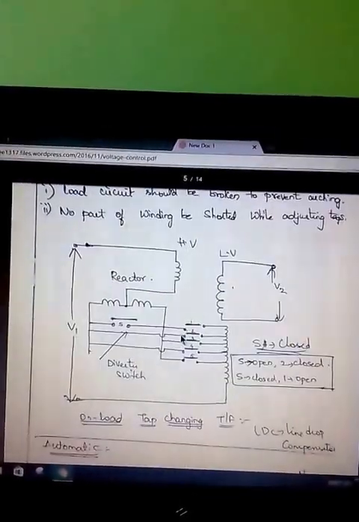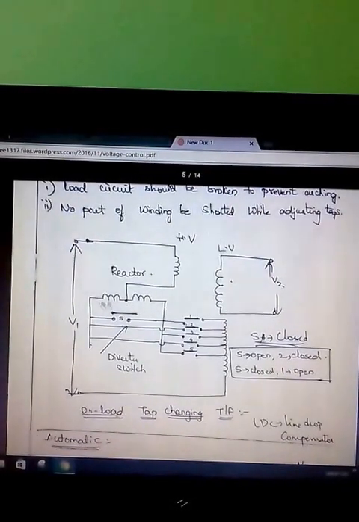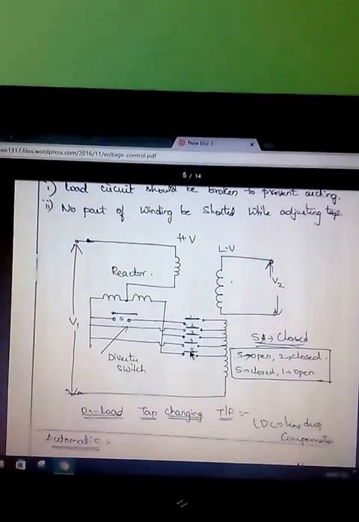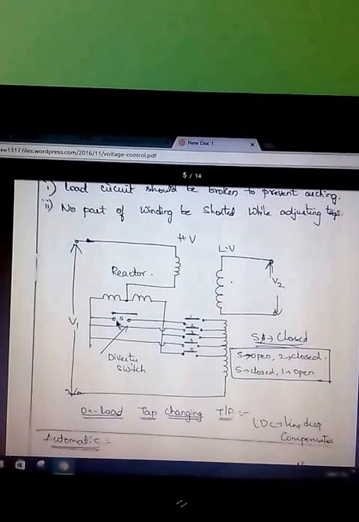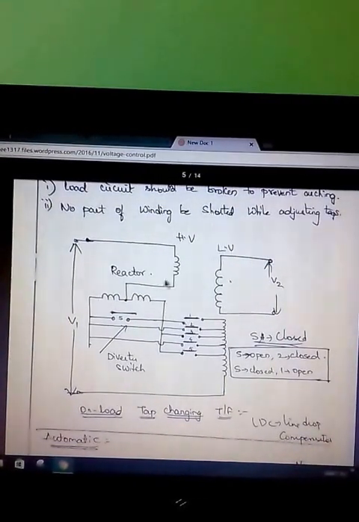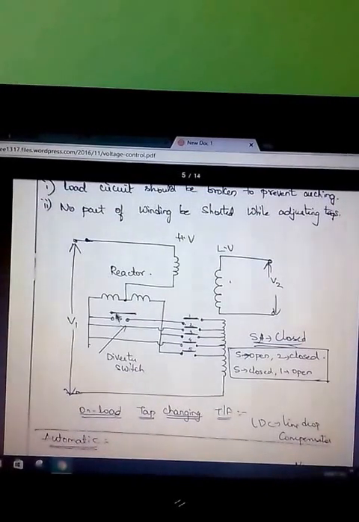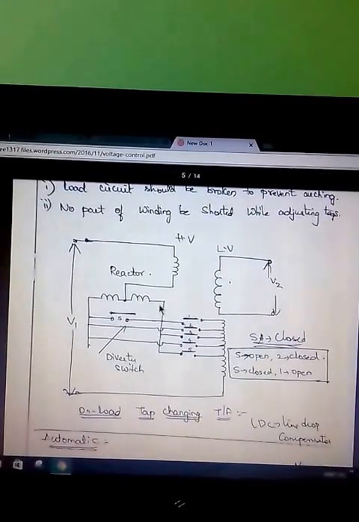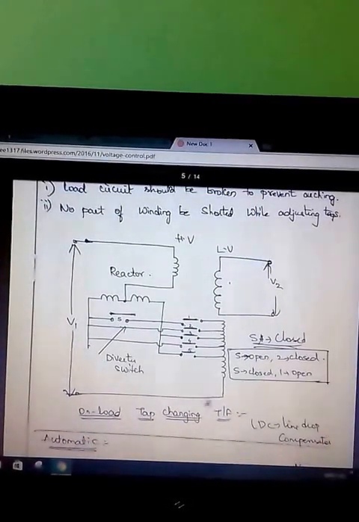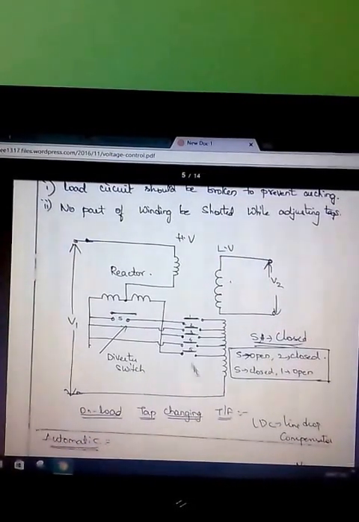The next one is the on-load tap changer. Here you have a center tapped reactor, and several taps with switches connected. There is a certain procedure for varying them. Initially S is closed and 1 is closed, then the path is like this. This is the HV winding and this is the LV winding. When S is open, the path will flow through this path. One is closed, so the effective inductance will be increased. This is the main construction principle.